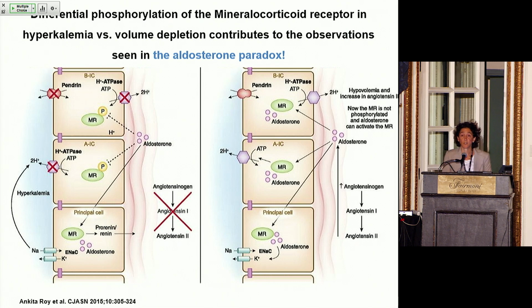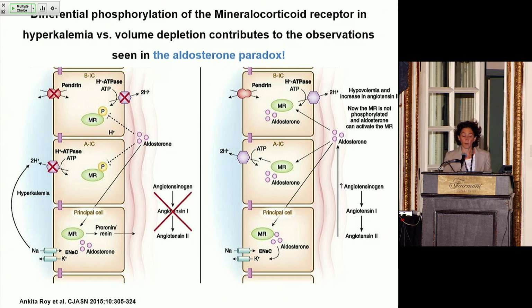And that is what we have historically called the aldosterone paradox. Why aldosterone seems to be sometimes a sodium retaining hormone and sometimes a potassium secreting hormone. And we've attributed that to distal delivery. And it turns out that's not the only story.